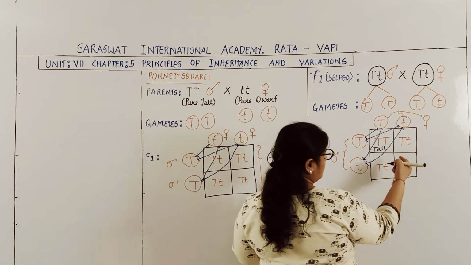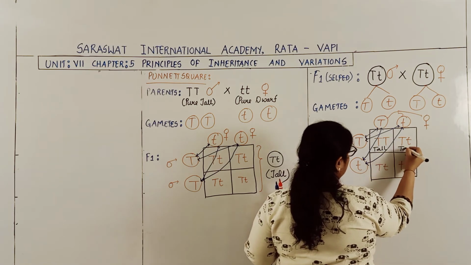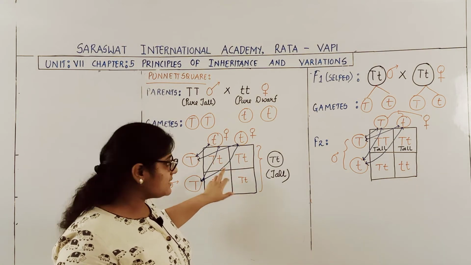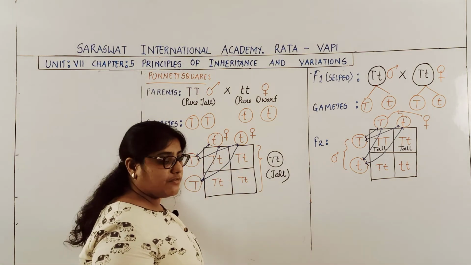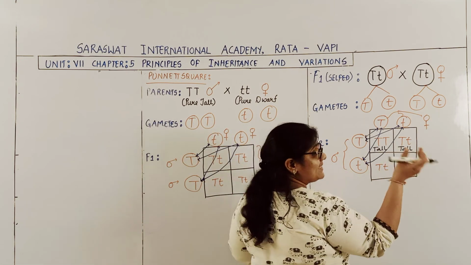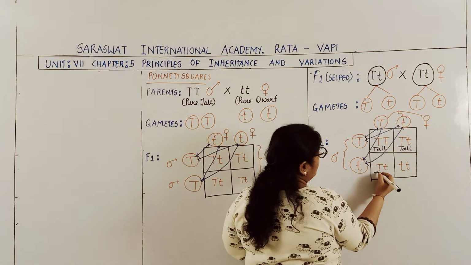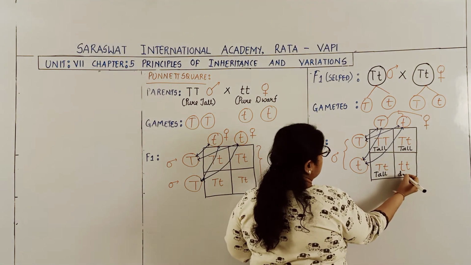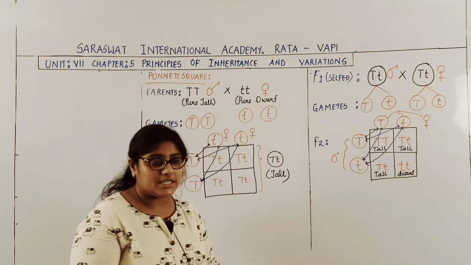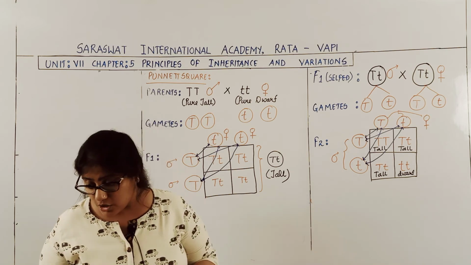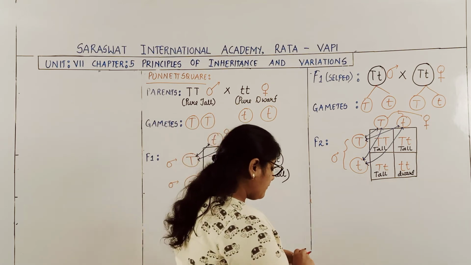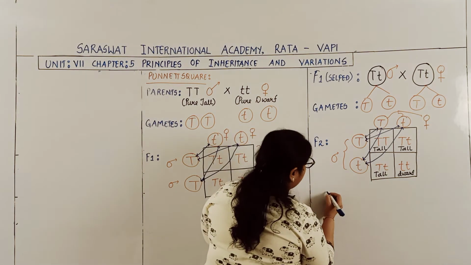So here, this is capital T, small t. Now we know that when the capital T, small t condition arises, that condition was found in F1 generation. So what was the phenotype developed? Tall. So here also that same phenotype is developed, tall. Again capital T, small t is tall, and when both the genes are small t, then it is dwarf. So students, from here we can generate the phenotypic and the genotypic ratio.